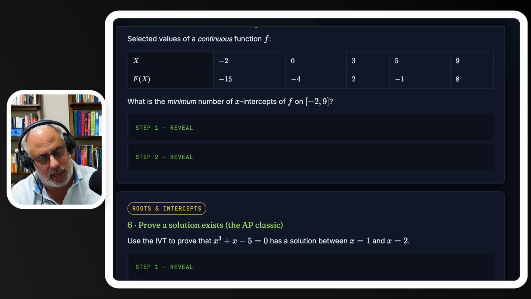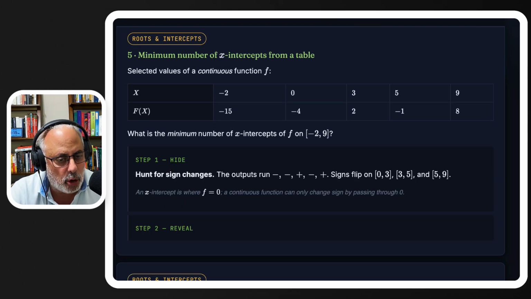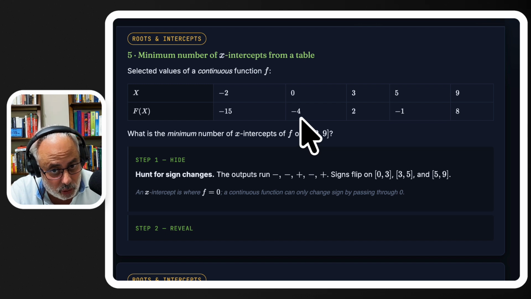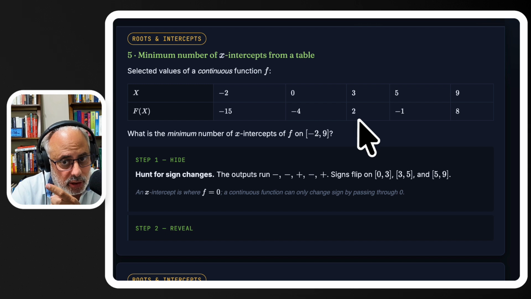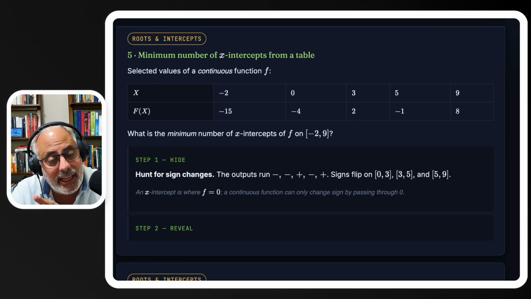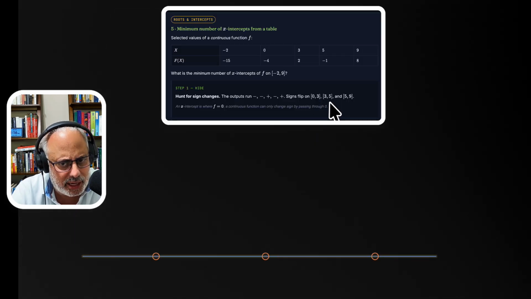So we have input values and output values in a particular closed interval, -2 to 9. Let's see what will be the first step. The first step is the number of sign changes. If you notice here, the output values go from -15 to -4, so we don't have any change here. It's negative. But then -4 to 2, from a negative output to a positive output, we have one change. Then from positive to negative, a second change. Then from negative to positive, a third change. So we have 3 changes of signs. The sign flips in the intervals 0 to 3, 3 to 5, and 5 to 9.